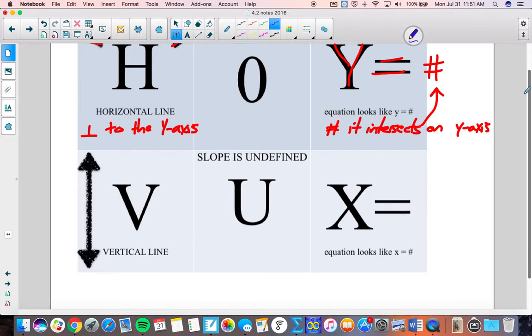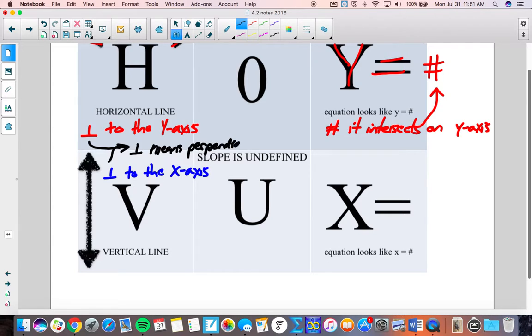Now, on the contrary, if we have a vertical line, that's going to be perpendicular to the x-axis. Just realize that y'all haven't had geometry yet, so this means perpendicular. Intersects at a 90-degree angle. It's not parallel, it's perpendicular. It's like a T intersection in your driver's ed class.